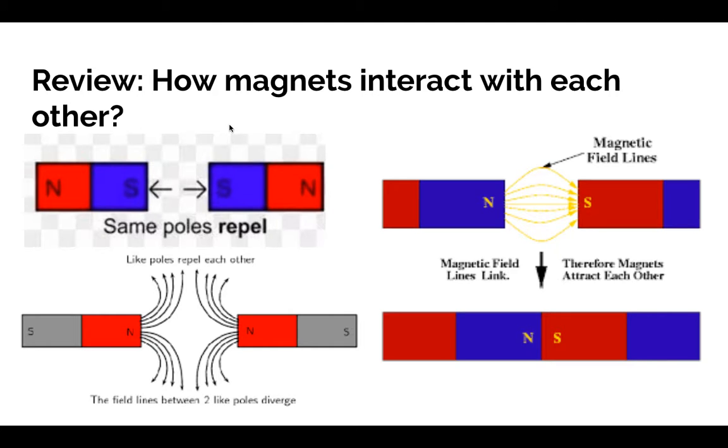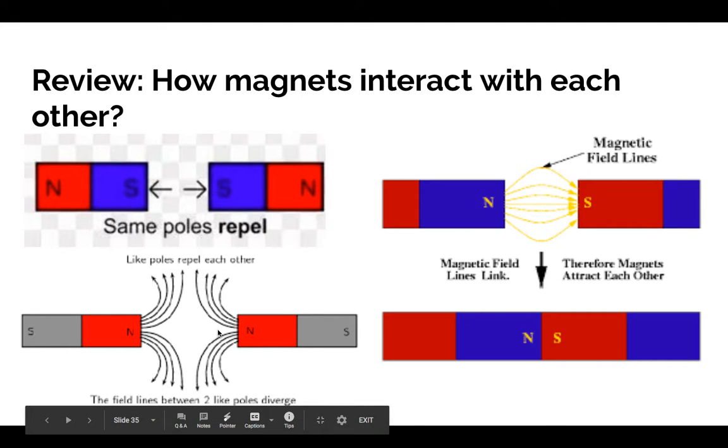So what this goes into is how magnets interact with each other. They're buddies. How do they get along? How do they not get along? If we have two of the same poles, they repel. Repel means to move away from each other. So if we have two south poles, they're going to move apart. If we have two north poles, they're going to move apart.